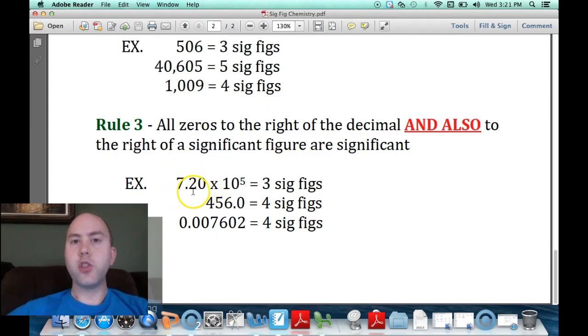There are 2 non-zero digits, and then this 0 is to the right of the decimal, and it's to the right of a significant figure. The 2 or the 7, it matters not. So since this 0 meets both requirements for Rule 3, it counts. So that has 3 significant figures. 456.0. Again, I have 3 non-zeros. That's Rule 1. And then this 0, yes, it's to the right of a sig fig, the 6, the 5, or the 4. And it's to the right of the decimal. So therefore, it has 4 significant figures.